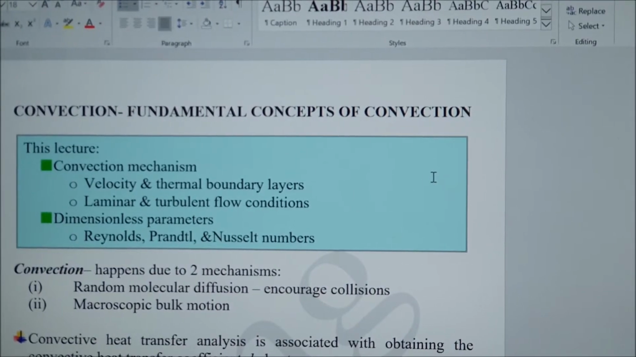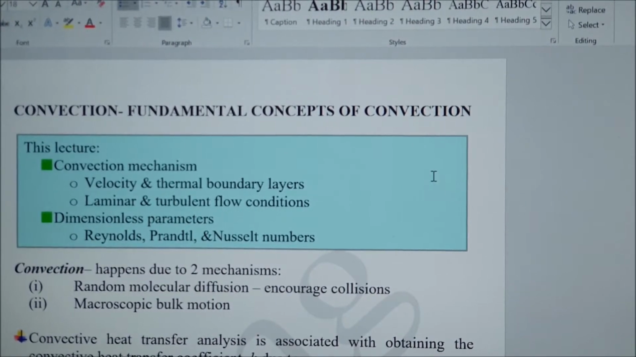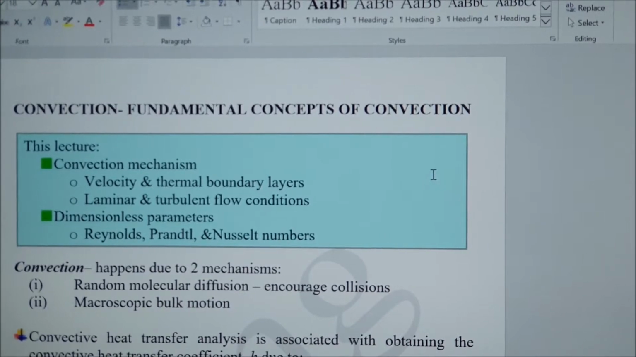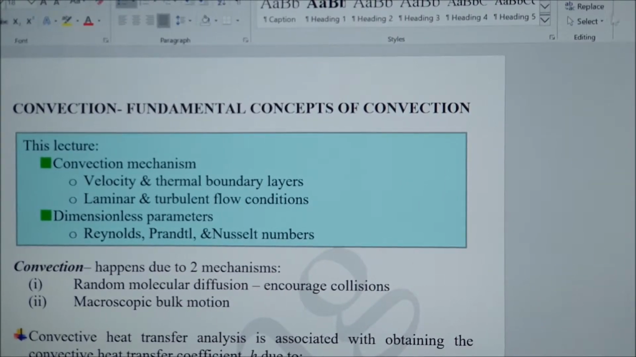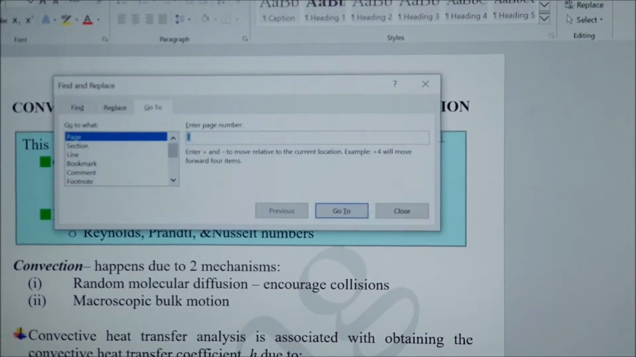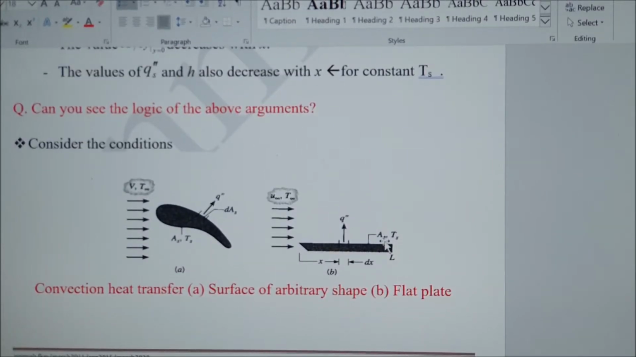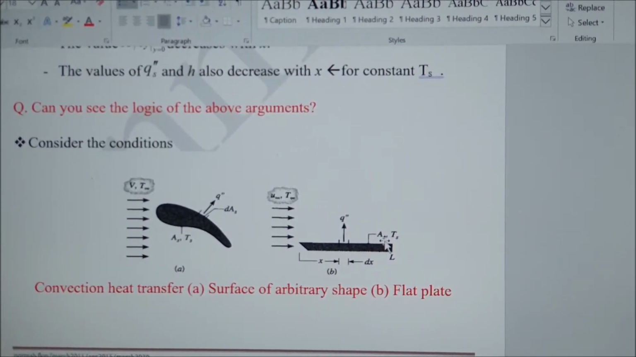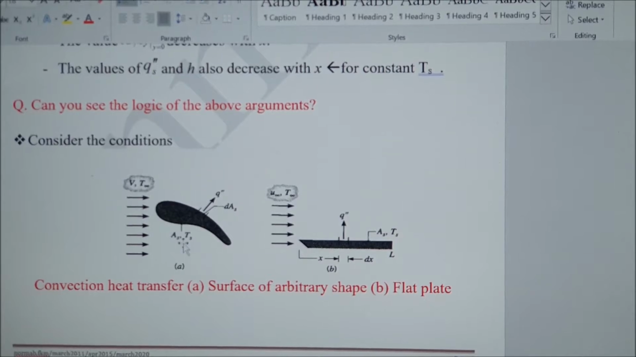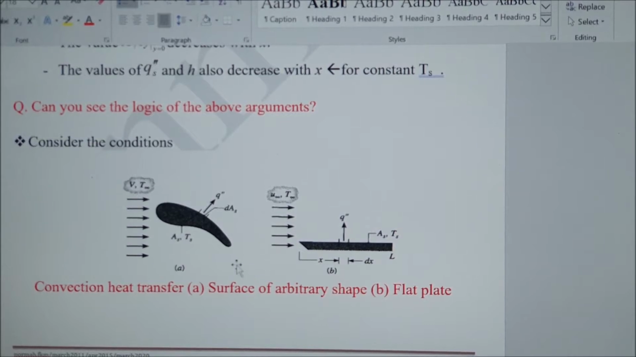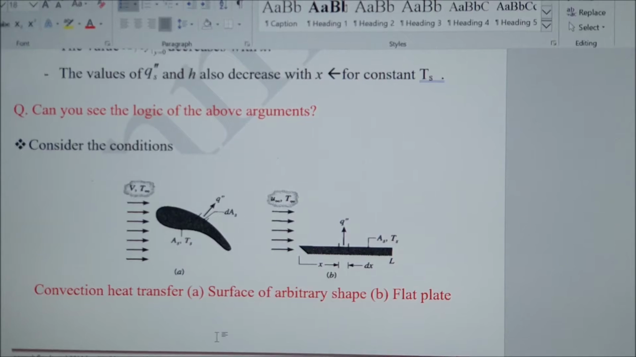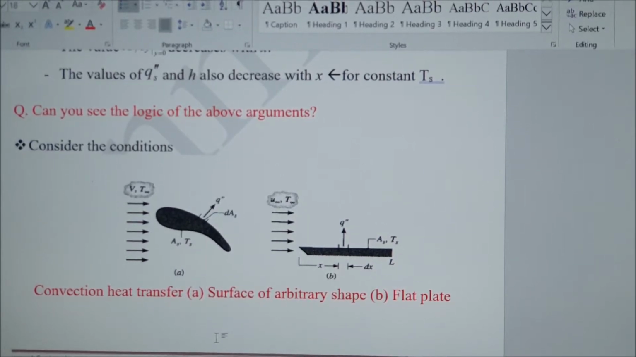Alright, let us continue with part 2 of this topic on convection, fundamental concepts of convection. Okay, so we have any surface of arbitrary shape or a flat plate. Whenever the surface temperature Ts is different from the temperature of the flowing fluid next to it, we have definitely heat transfer to or from the surface.